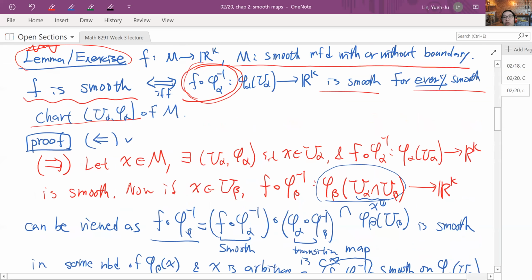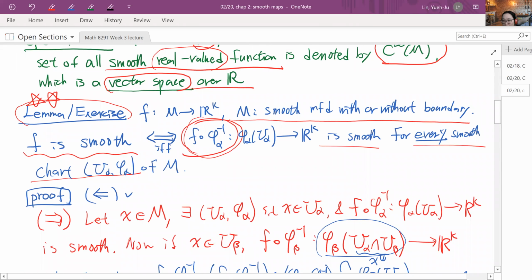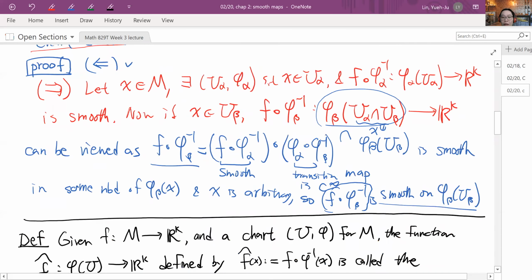So this essentially tells you, if you know you have a smooth structure, and you can find just one chart that makes it smooth, right? If you can find one phi alpha such that F composed phi alpha inverse is smooth, then it's going to be smooth for every chart. So you only need to check one chart. That's the whole point, and that's the beauty of it.